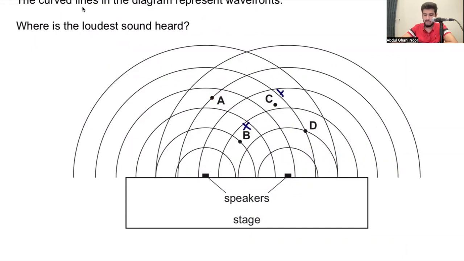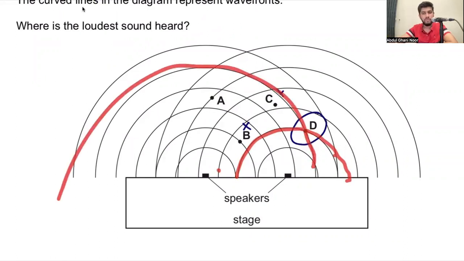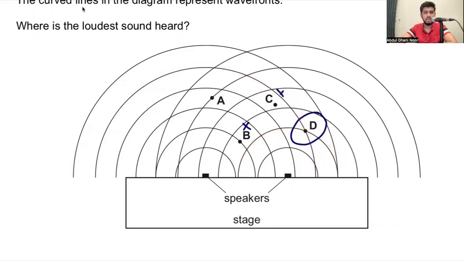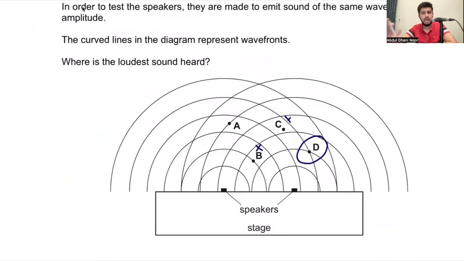At C, something meets something, but definitely not crest, crest, or trough, trough. At D, on the other hand, you have the crest of this wave meeting the crest of the other wave. And that would obviously result in constructive interference, which would lead to the loudest sound heard.